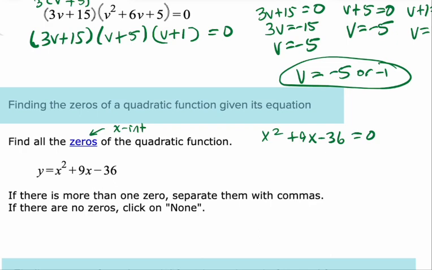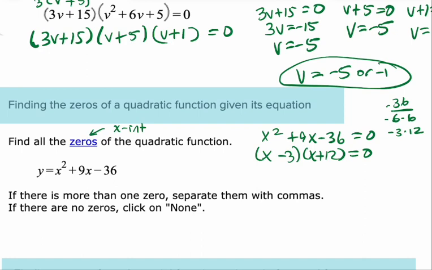Now, 36 is 6 times 6. Doesn't add up to 9 or subtract to 9, actually. It's actually negative 36. We could use, yeah, thank you. I was getting there. We can use 3 and 12. 3 and 12 multiplies to give us the 36, but has a difference of the 9. So this is factorable to be x minus 3 and x plus 12.